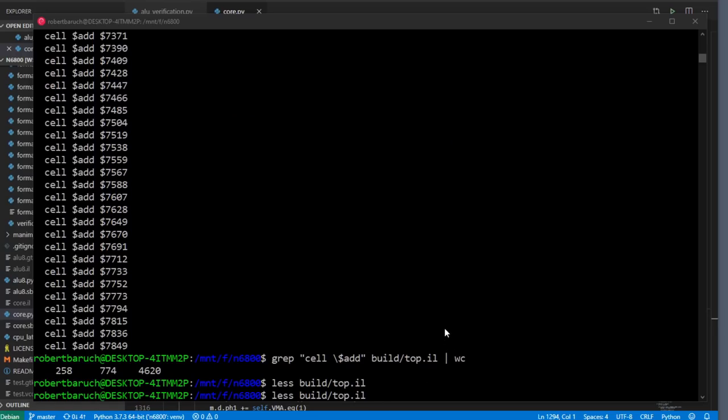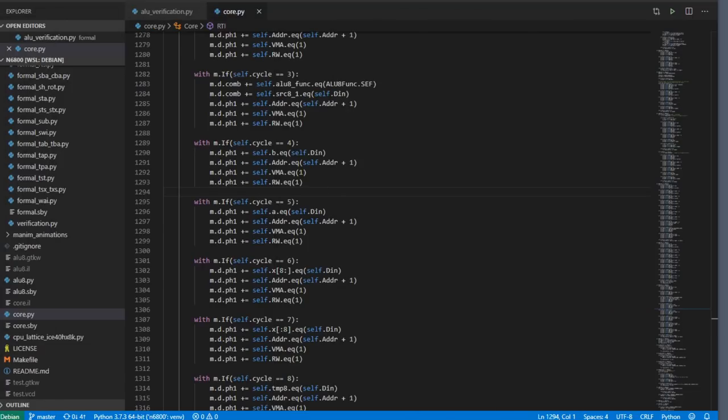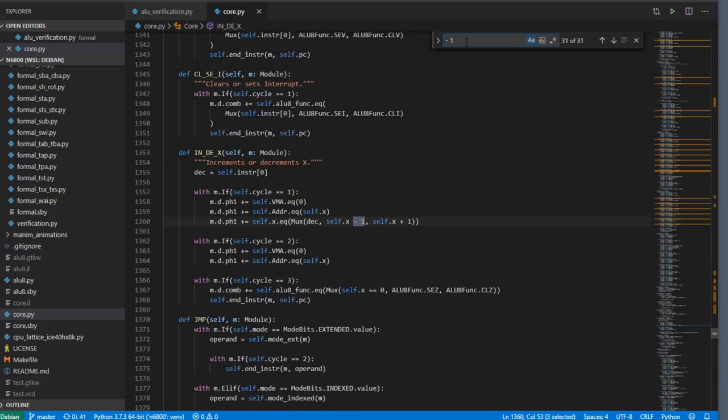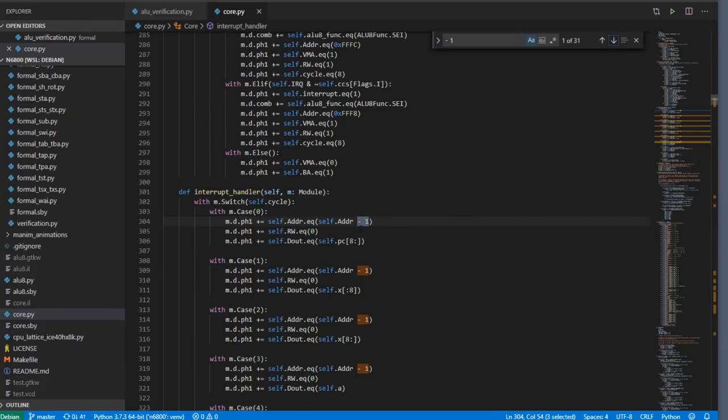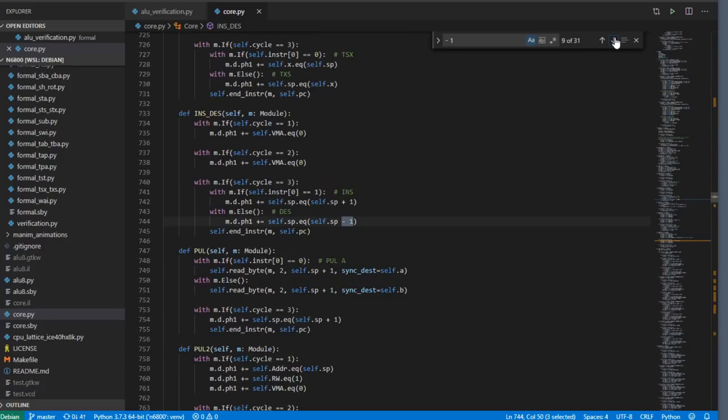One thing that I'm looking at, at least in the code, is all of these address plus ones. If I search for plain old plus one, I see that there are 44 of them. And if I search for minus one, I see that there are 31 of them. This is right here. You can see that we're subtracting 1 from x. That's just a 16-bit subtract. But there's a lot of address minus 1s. A lot of them. Many of them.